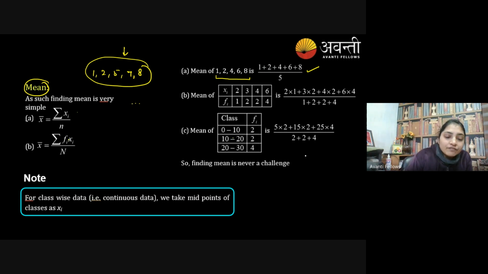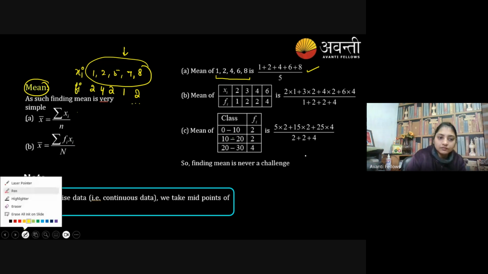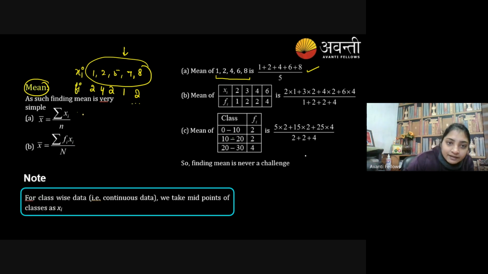Now, when you have frequency as well as items, suppose they give one item has two count, two has four count, five has two count, seven has one count, eight has two count. So this is the item and this is the frequency. In that case, you need to multiply each item with its corresponding frequency. That means 1 into 2 plus 2 into 4 plus 5 into 2 and so on, divided by the total frequency, which means the summation of fi. Clear everyone?